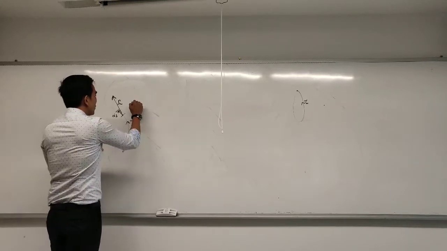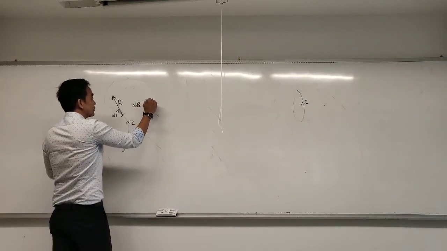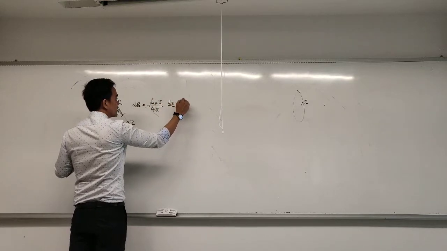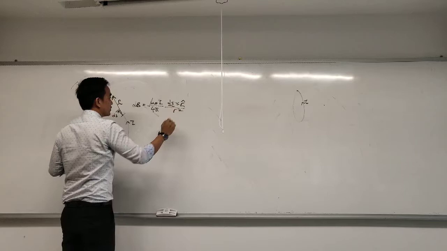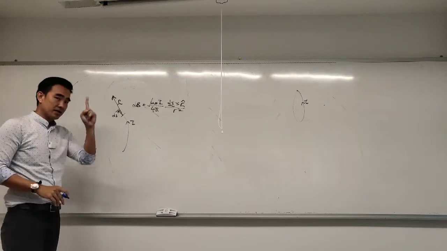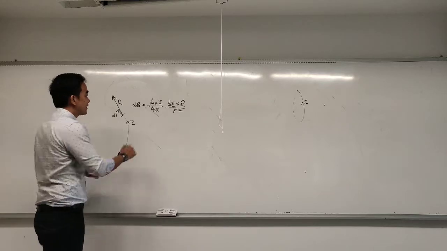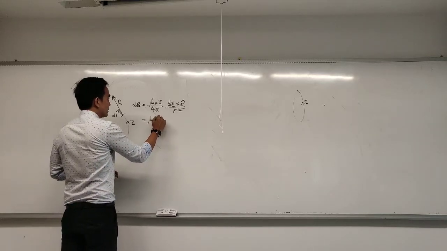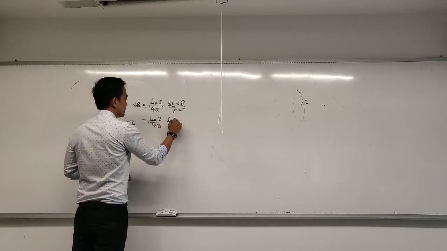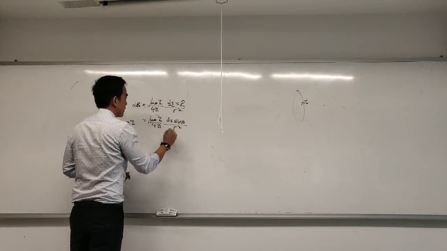So the small little field due to this small little length is given as mu naught I over 4 pi, ds cross the r unit vector, over r squared. The r unit vector is a vector in this direction but with a length of 1. So magnitude wise, it will be ds times sine theta divided by r squared.